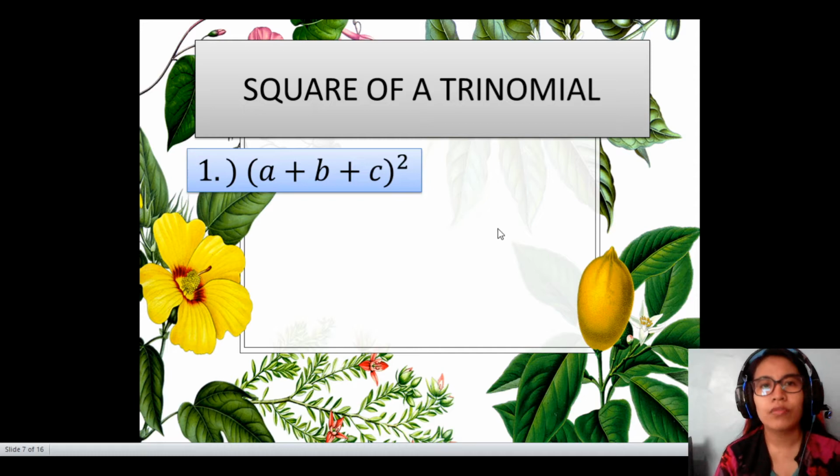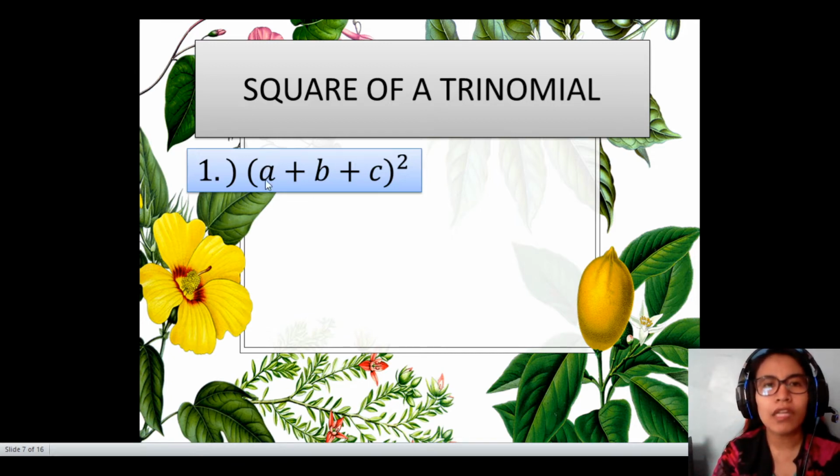So we have, in a parenthesis again, a plus b plus c. This time it has three terms. That's why it is the square of a trinomial. So in here, you will square the first term, square the second term, square the third term. Then next, multiply the a and b and multiply it by 2. Always, because it is squared.